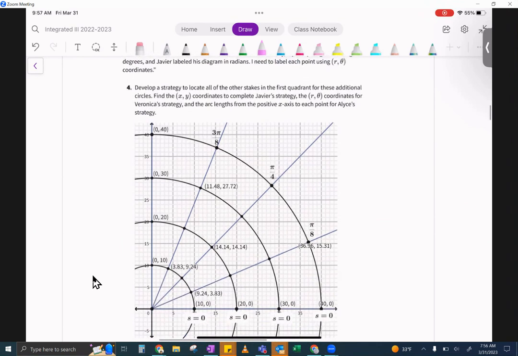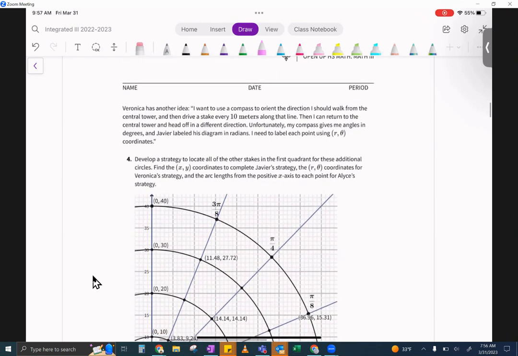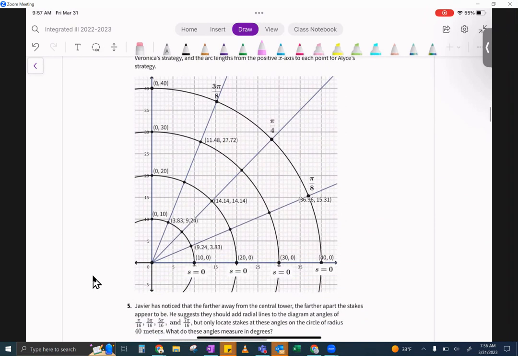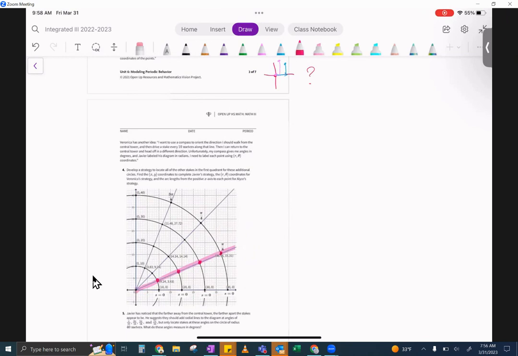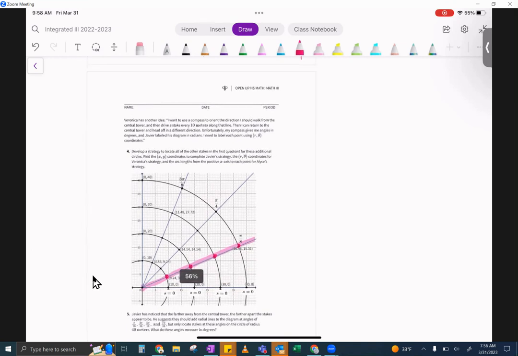So let me just explain whose strategy this is. Veronica's strategy is, let's start at the tower and then walk a certain distance along one of these lines, and then drive a stake every 10 meters. Do you see the difference between this strategy and going back and forth here? Okay, so that's her strategy.